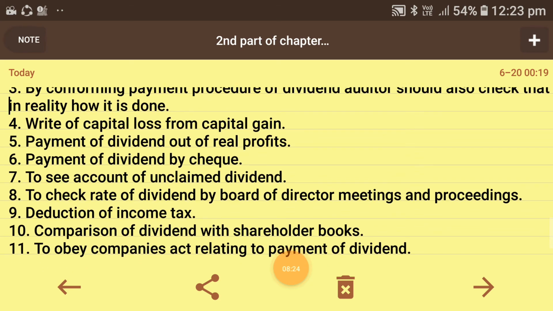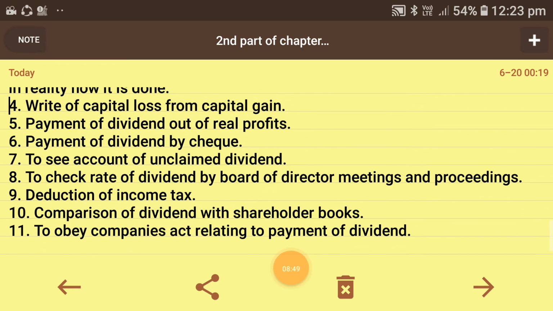Next is to check the rate of dividend by the board of directors' meetings in the proceedings. The auditor checks the minutes and the proceedings of the meeting, whether the dividend given has been finalized by the board of directors or not, and whether the rates are defined only in the board of directors' meeting, whether more or less.